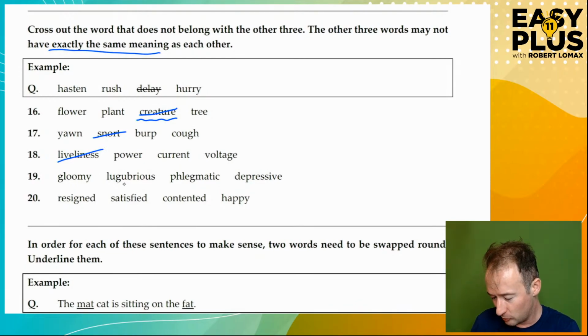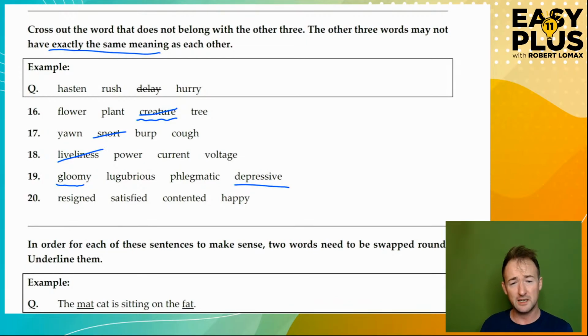Gloomy, lugubrious, phlegmatic, depressive. Okay. So, what can I do with this? There's some really difficult words here. Well, I can see that gloomy and depressive have almost the same meaning. And that means that neither of these can be the odd one out.